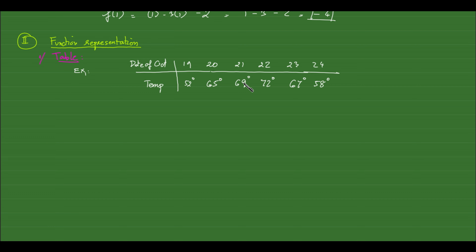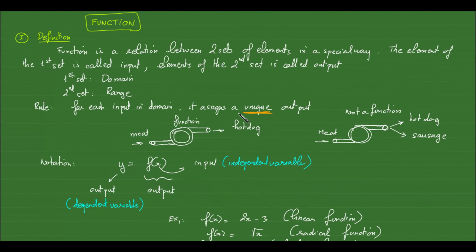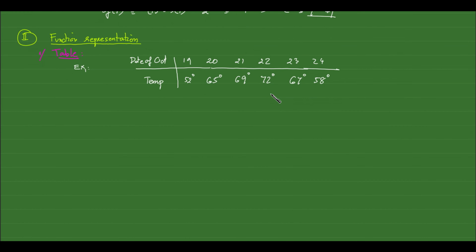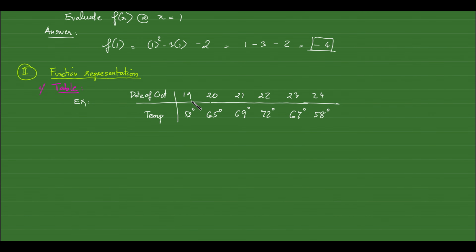How do we check that? We're going to use the definition of function. The definition of function is what? The rule for each input in the domain is to assign a unique output. Let's check if it assigns a unique output or not. So this is input. At 19 assign 52, 21 to 69, 22 to 72, 23 to 67, 24 to 58. Yes, it's a unique output because no one input assigns two different outputs.